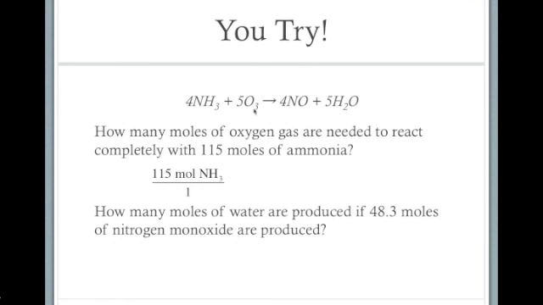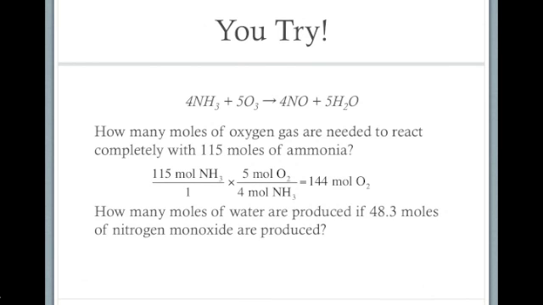Okay, 4 and 5. So I'm going to write that. Remember, moles of ammonia goes to the bottom, moles of oxygen on top. There's our ratio. Multiply it out. 115 times 5, because it's on top, divided by 4, gives you 144 moles of oxygen.